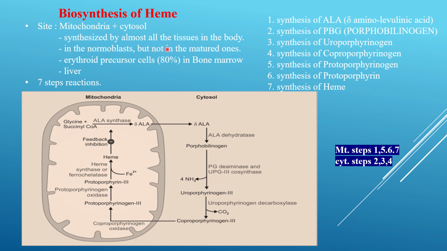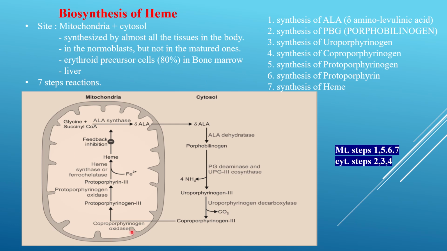It is synthesized by almost all the tissues in the body, especially in the normoblasts, but not in the matured ones. Erythroid precursor cells are an important site. Nearly 80% of biosynthesis happens in the erythroid precursor cells in the bone marrow and the liver.